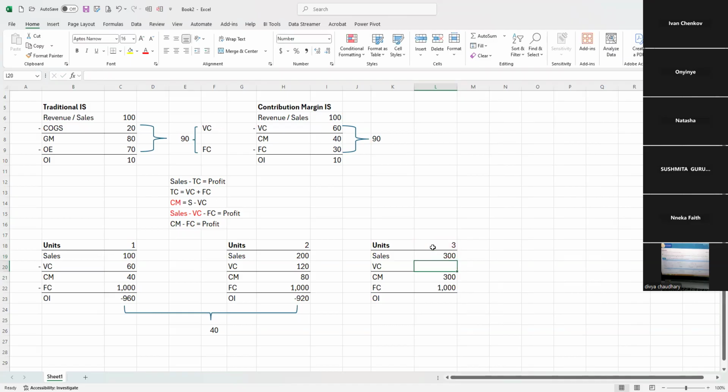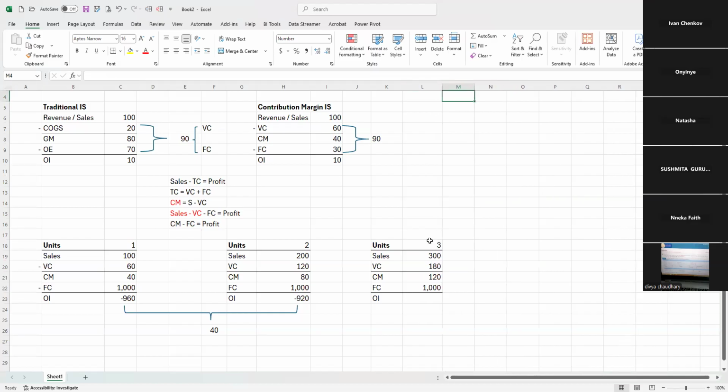How about the variable cost? It's 60 times 3, 180. It's also going to triple, right? Yeah. So what drives the sales and the variable cost? The number of units sold. Number of units only. Make sense? Nothing else. Only the number of units.